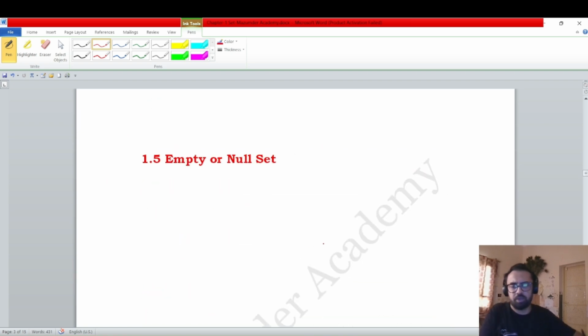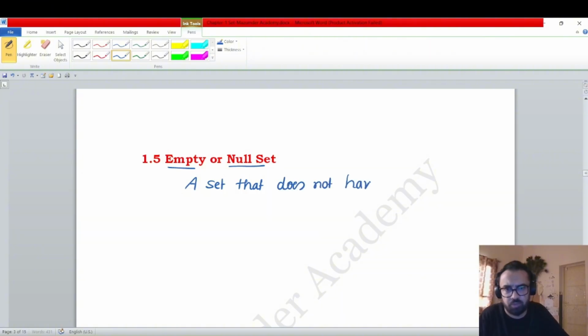Next we will see what is an empty set or null set. So an empty or null set means what? A set that does not have any elements at all. If I give an example, then you will understand.